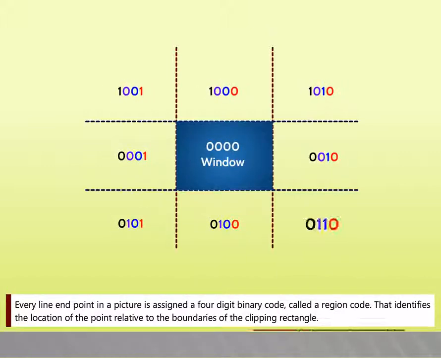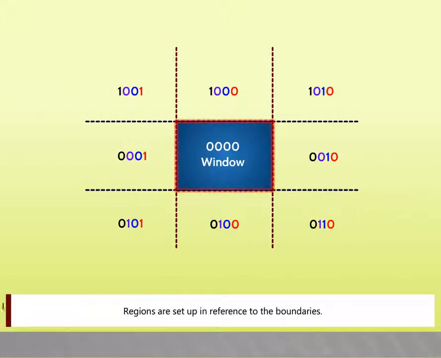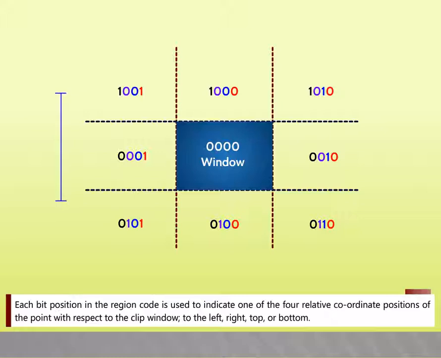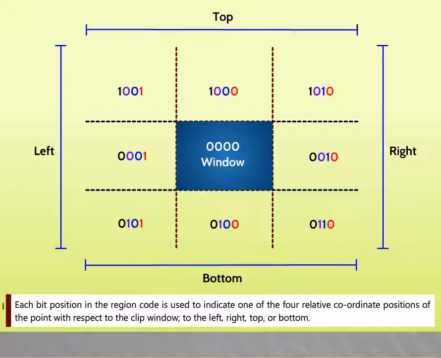Every line endpoint in a picture is assigned a 4-digit binary code called a region code that identifies the location of the point relative to the boundaries of the clipping rectangle. Regions are set up in reference to the boundaries. Each bit position in the region code is used to indicate one of the 4 relative coordinate positions of the point with respect to the clip window: to the left, right, top, or bottom.